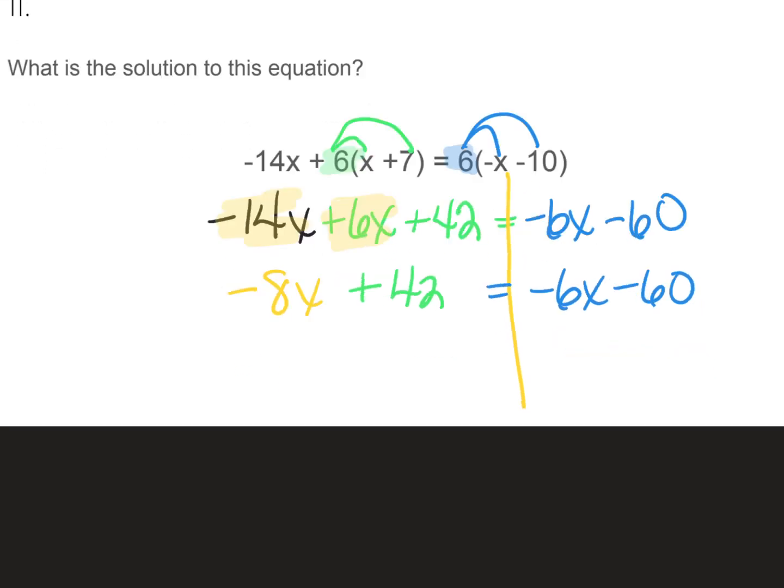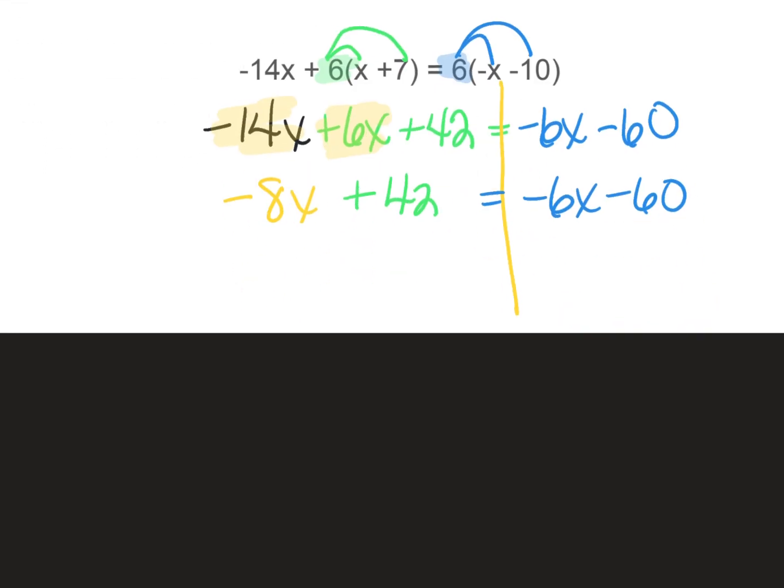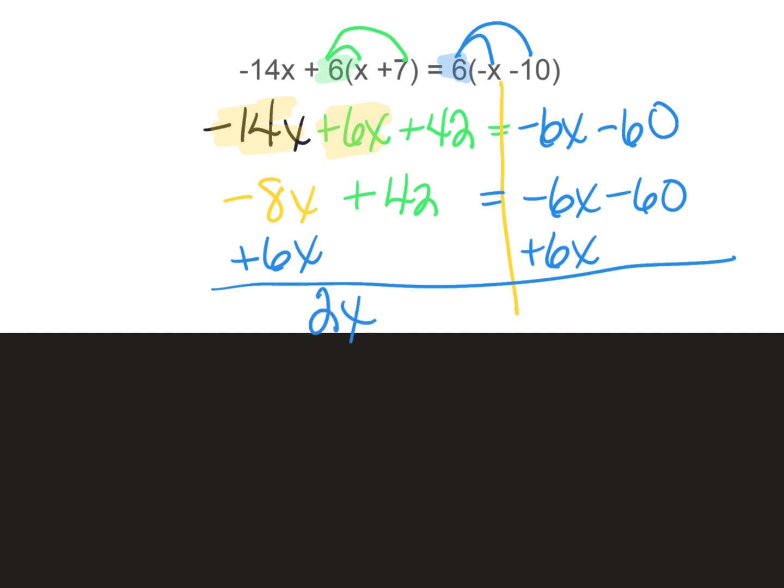Okay, now I want to move my letters left, numbers right. So I want to move the negative 6x. The opposite of negative is to add 6x. Those will make the 6x's cancel out. Negative 8x plus 6x gives us negative 2x. Pay attention to my negatives there. Everything else is coming down.